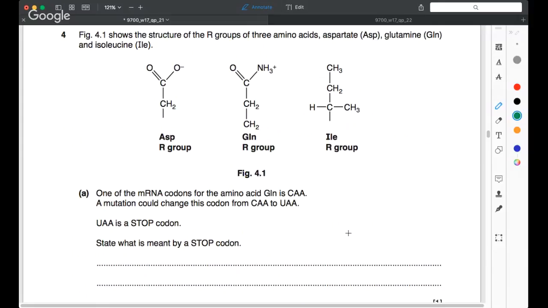A stop codon is a triplet code when read by RNA polymerase. It stops catalyzing the bond between phosphates and pentose sugars. So it stops forming mRNA. No. No? 100% no.